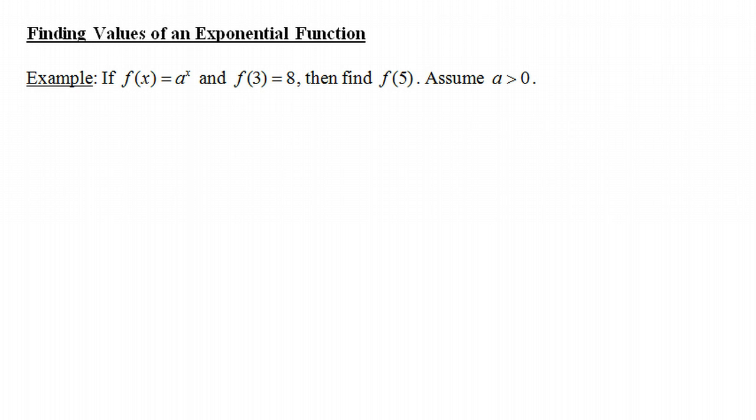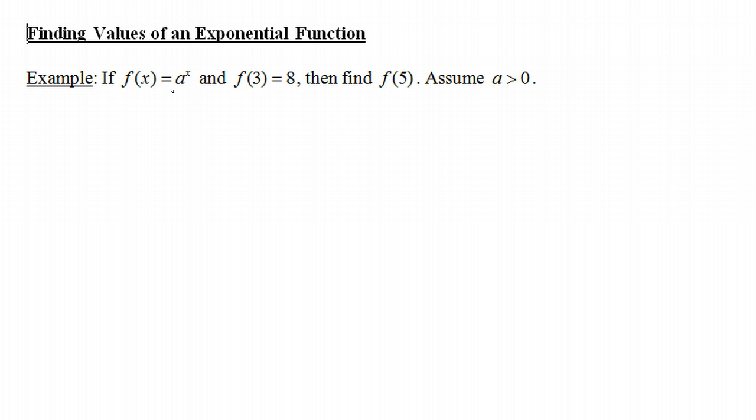In this video, we're going to do a couple problems that are similar to problems that I assigned in the My Math Lab homework. In particular, we're going to be finding the function values of an exponential function given some other piece of information. So, for example, there's one that looks just like this. It says if f of x equals a to the x, now we don't know what a is, but if f of x equals a to the x and f of 3 is equal to 8, then find f of 5. Okay, and we can assume a is greater than 0.